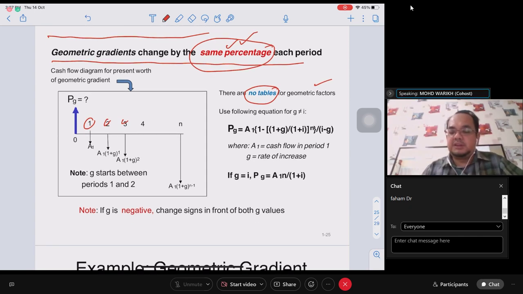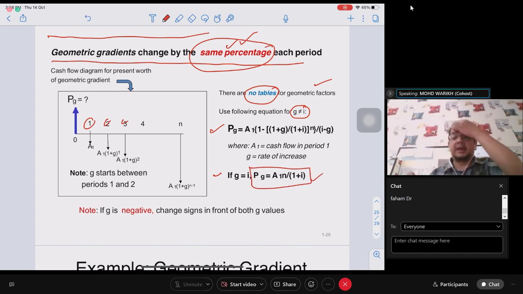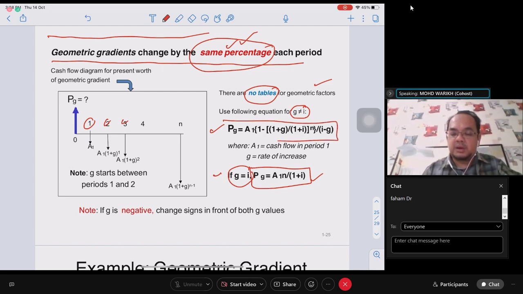So if g is not equal to i, you can use this formula. If g equals i, you use the simple formula, this one. But it's rare, we rarely give g equal to i. So you have to use this formula. Please make sure that you are very familiar with this formula.